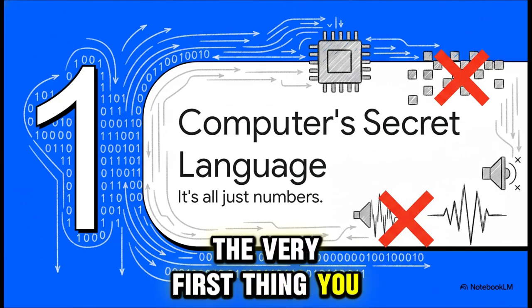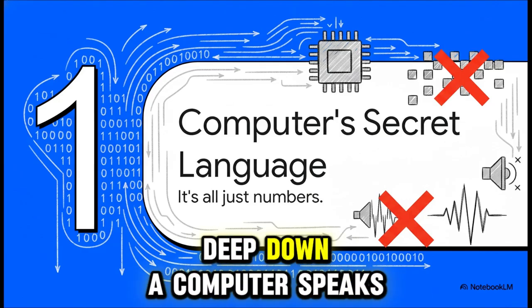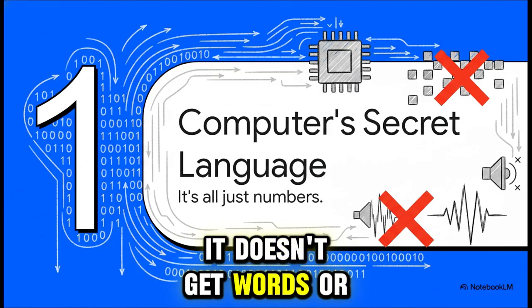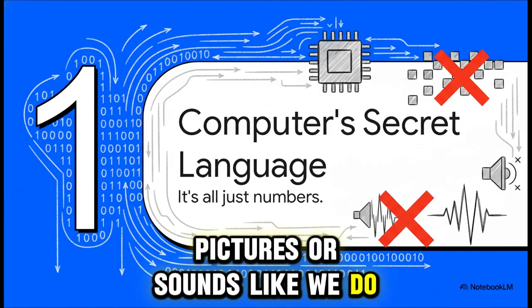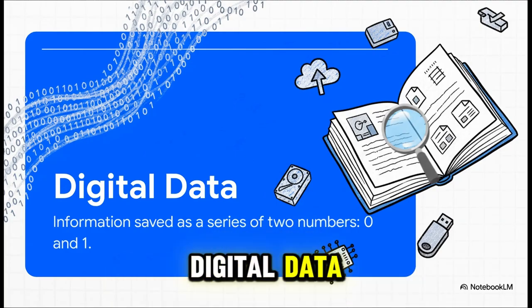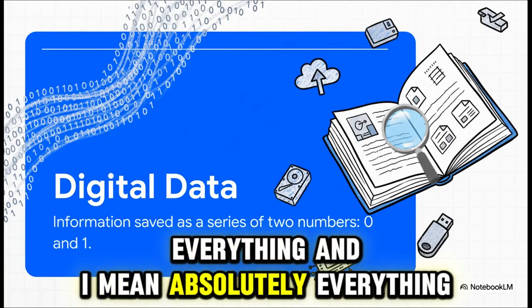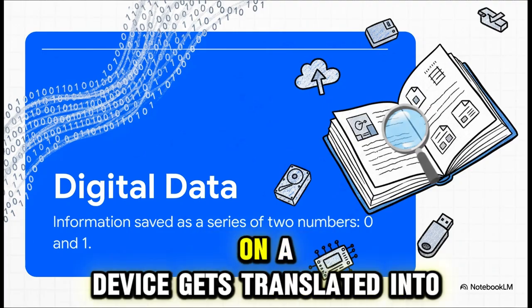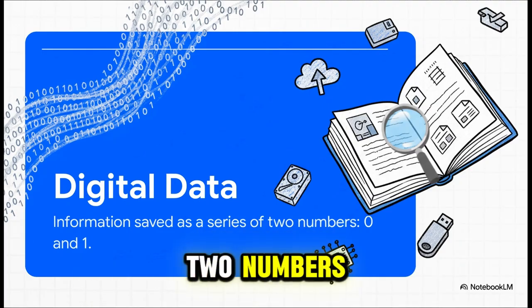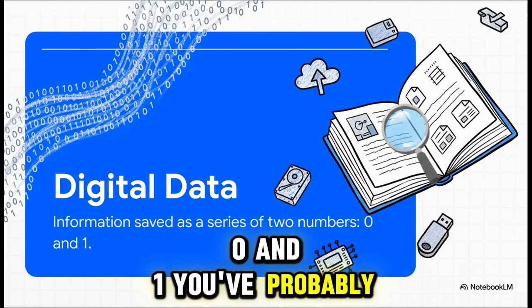The very first thing you have to understand is that deep down, a computer speaks a language that is incredibly simple. It doesn't get words or pictures or sounds like we do. Nope, it only understands this: digital data. Everything, and I mean absolutely everything, that you save or create on a device gets translated into a long series of just two numbers, 0 and 1. You've probably heard of it before.